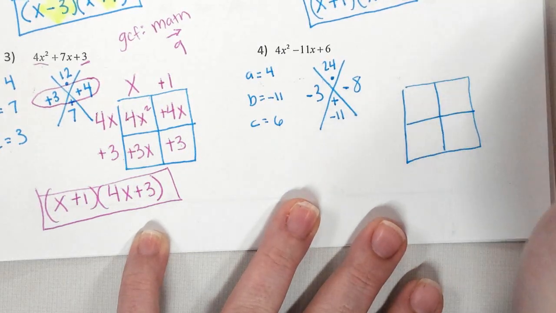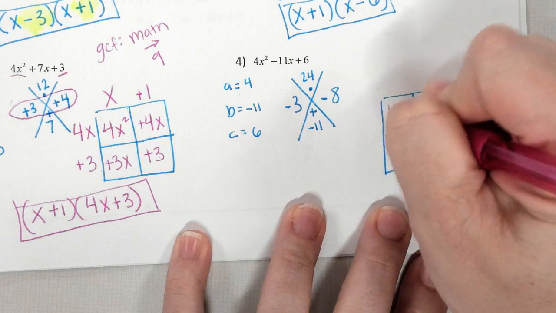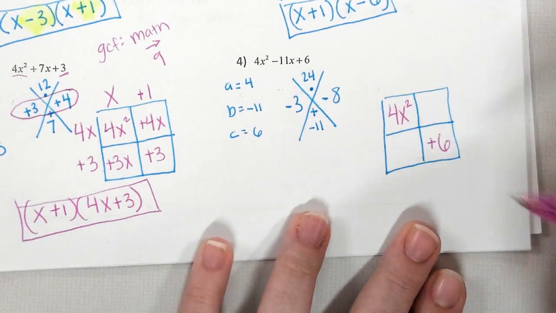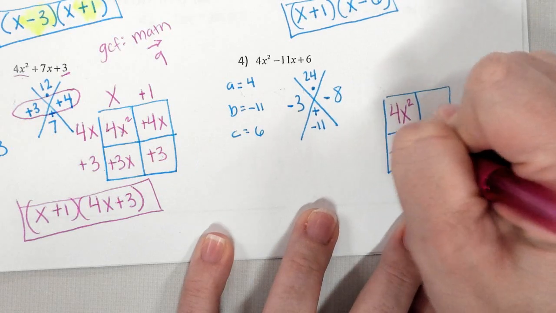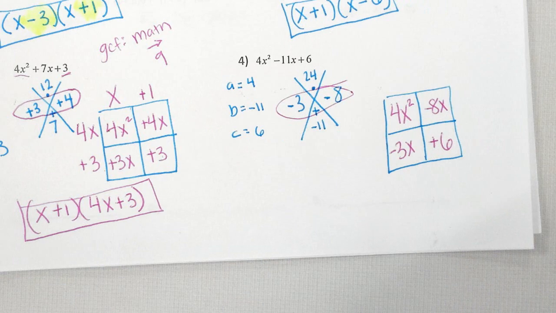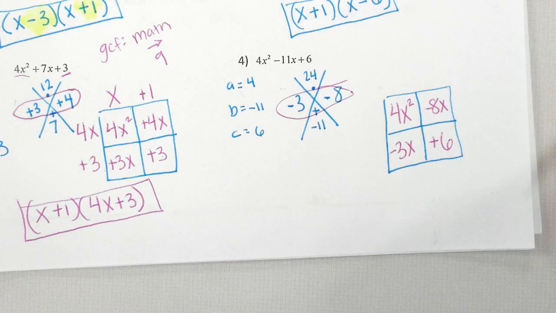And so we don't have to. No, you do have to do the box because A is not 1. So what goes in the first box? 4x squared. And what goes in the last box? Positive 6. Okay, so then I have negative 3x and negative 8x, my split B. Now if you wrote negative 8x and negative 3x, that's totally fine.